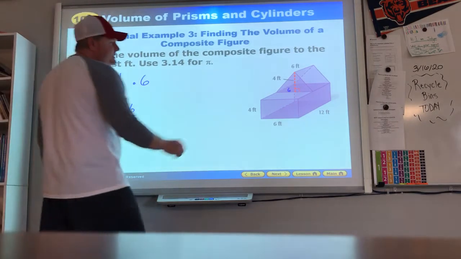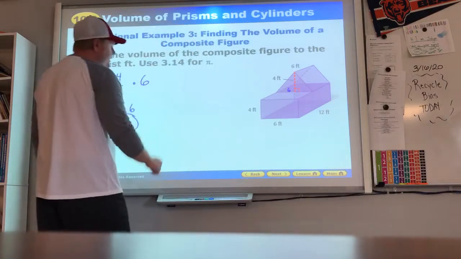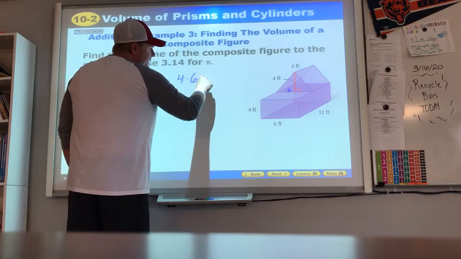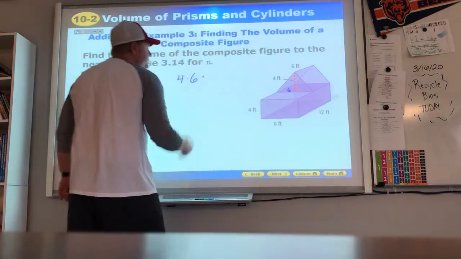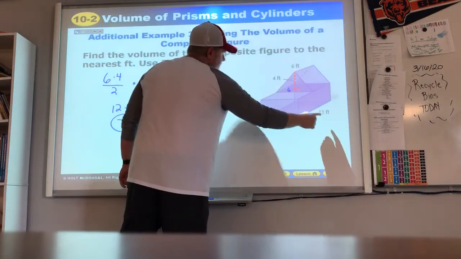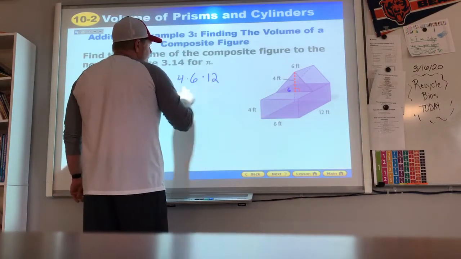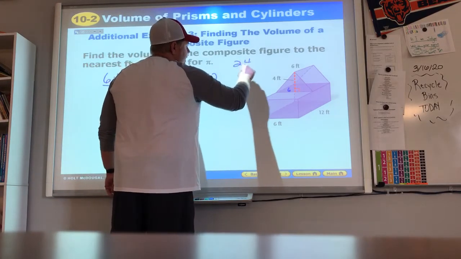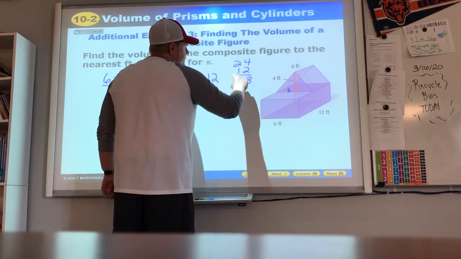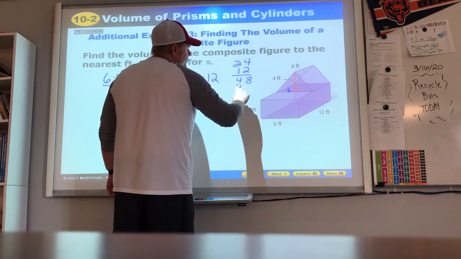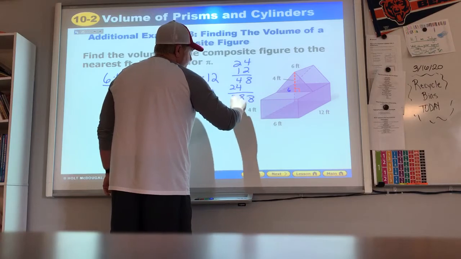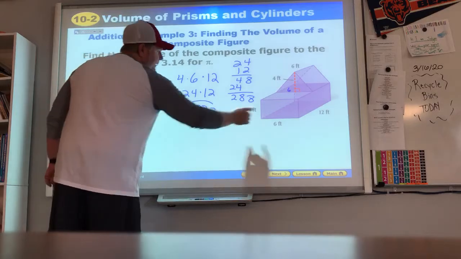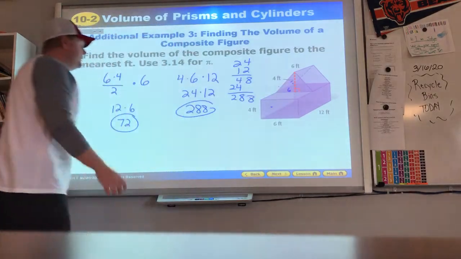For the other one, I see a rectangle that's the same size as a rectangle back there. 4 times 6 times my height, my distance between is 12. Just like up here, the distance between is 6. So 12 is what I put in here. 4 times 6, that's 24 times 12. I do 24 times 12. 8, 4. All right, 4, 2. That's 288 for that big part on the bottom. So I have the volume for that and the volume for this.